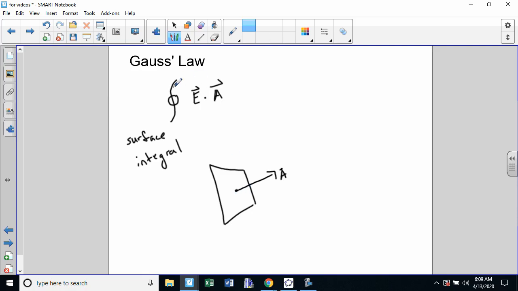So the surface integral of E dot A is equal to the amount of charge enclosed. When you draw your Gaussian shape, however much charge you've captured inside of your 3D shape is right here, Q enclosed, divided by epsilon naught. And we should be familiar with epsilon naught. That is the permittivity of vacuum, or the permittivity of free space.